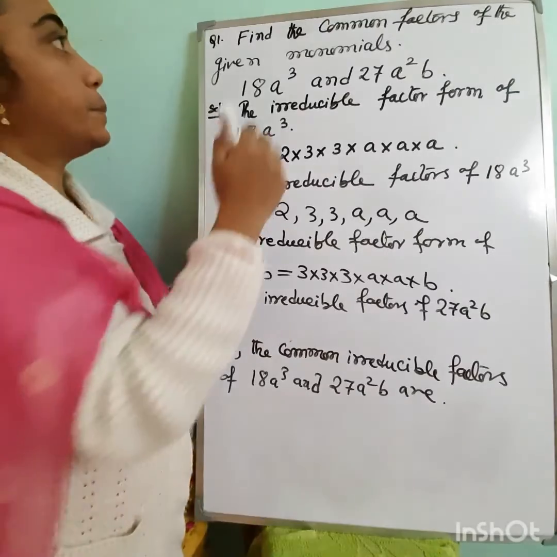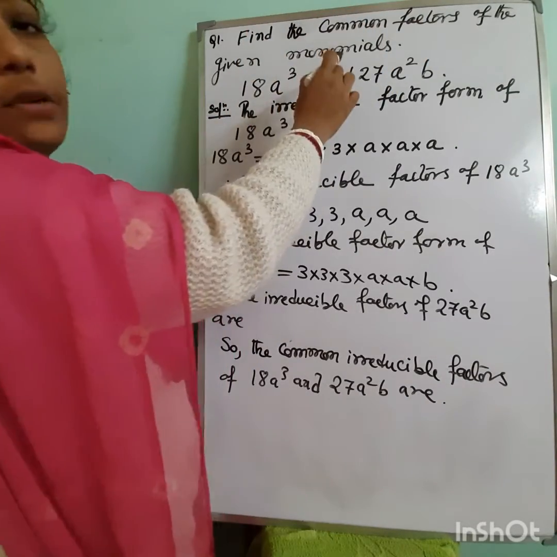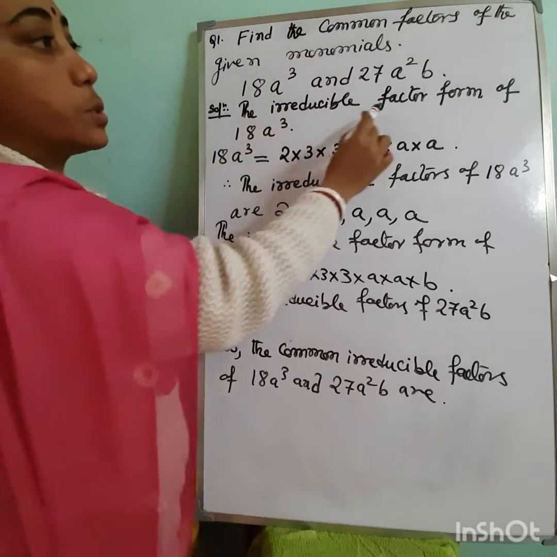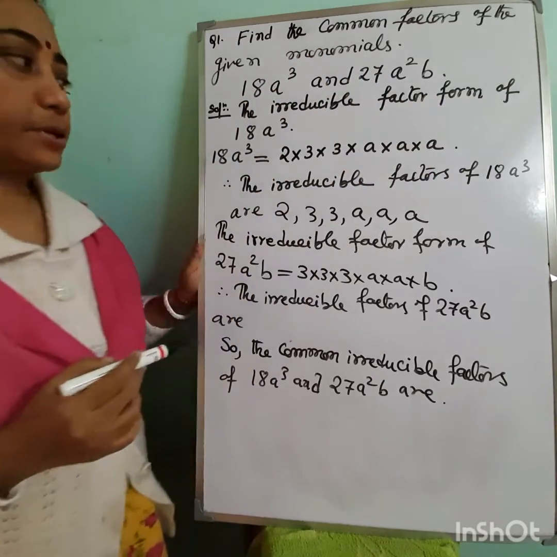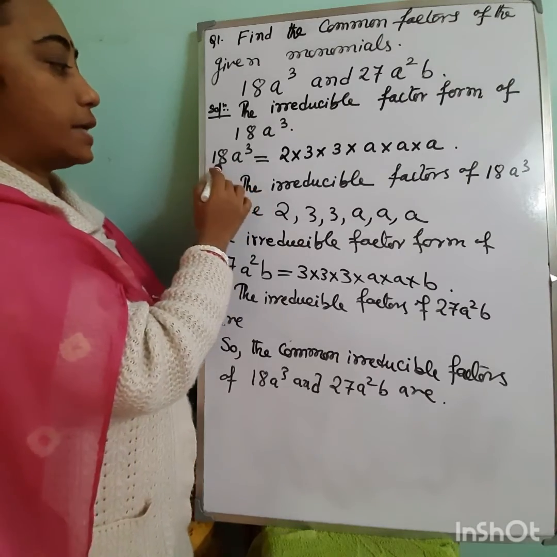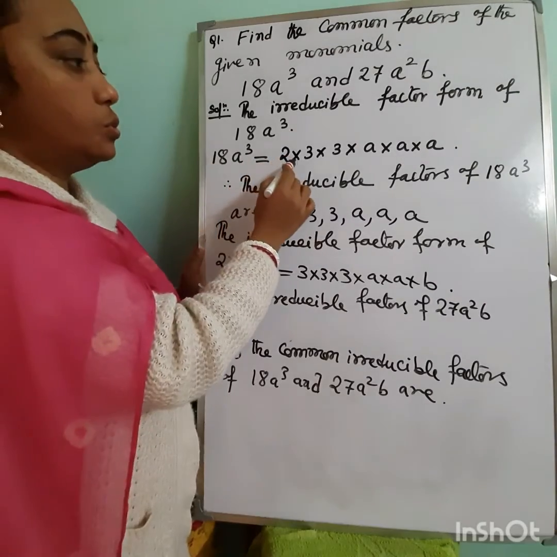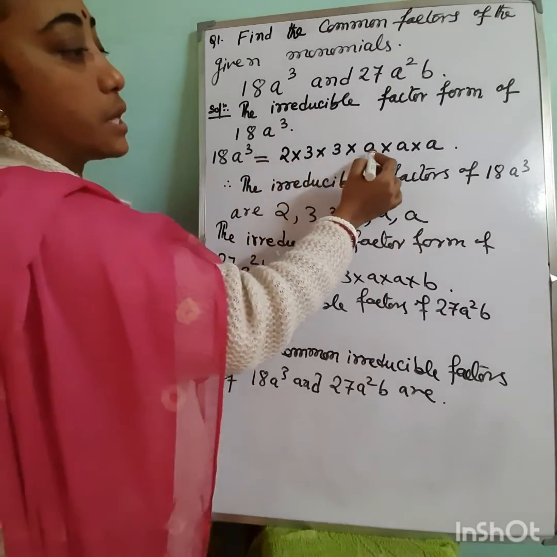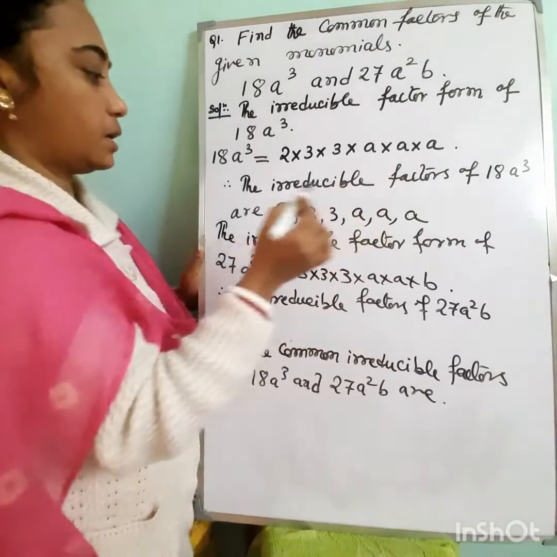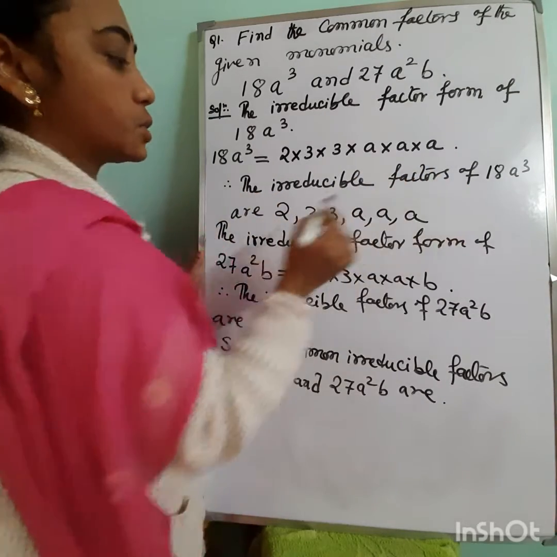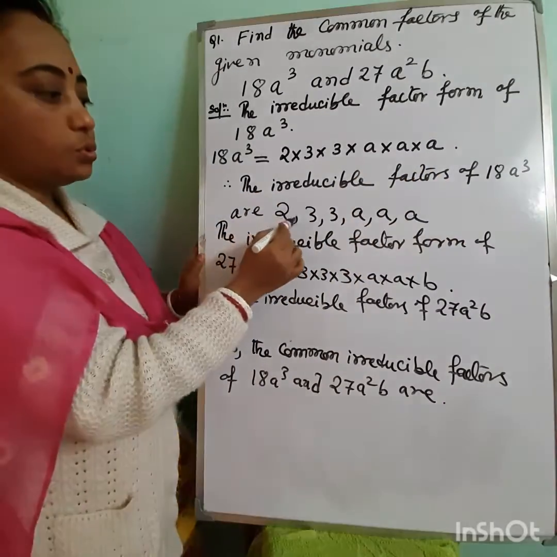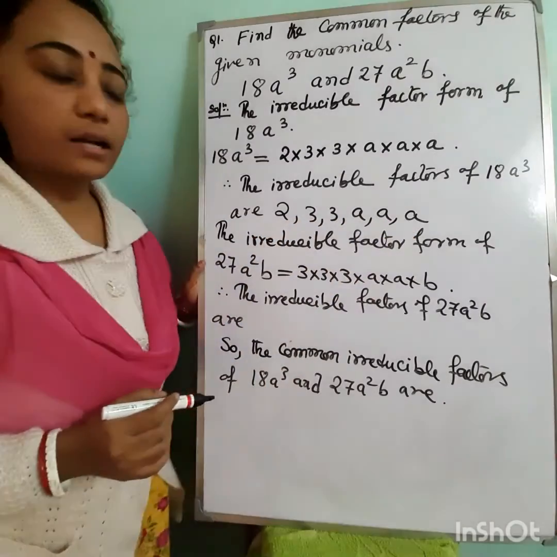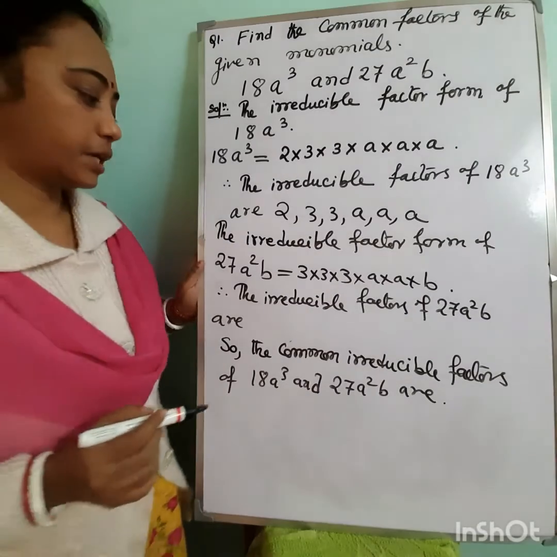Let us do one example. Find the common factors of the given monomials, that is 18a cube and 27a square b. The irreducible factor form of 18a cube can be written as, we know 18 is 2 nines, so 2 multiplied by 3 multiplied by 3. These 3s are prime numbers. Then a cube can be written as a multiplied by a multiplied by a. Therefore, the irreducible factors of 18a cube are 2, 3, 3, a, a, a.